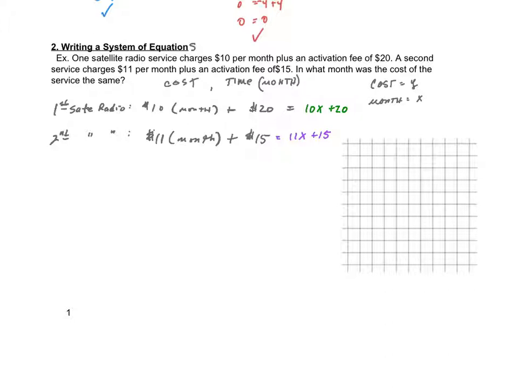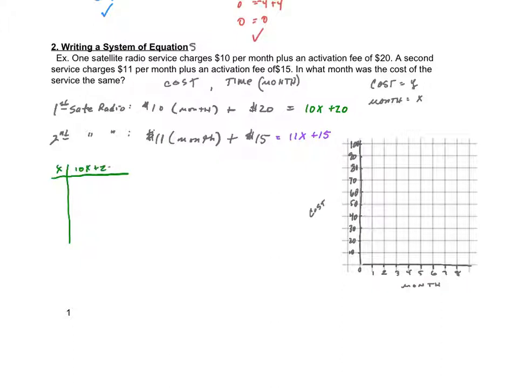So when we go to graph this, if I give some input and outputs here, as I input months into the first satellite radio station, I need to figure out what my cost is going to be. At 1 month, I would go 10 times 1 plus 20, which is going to give me 30. So the first month is going to cost me 30. The second month is going to be 10 times 2, so that is going to give me $40.